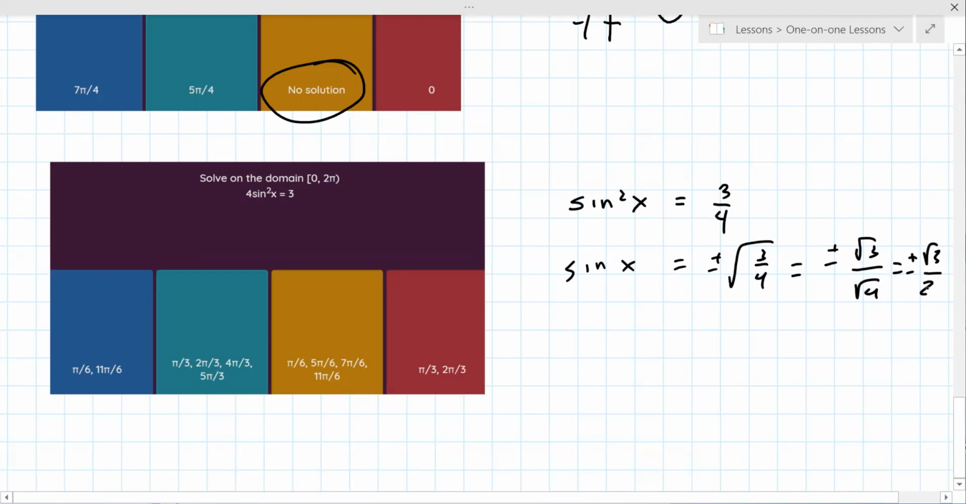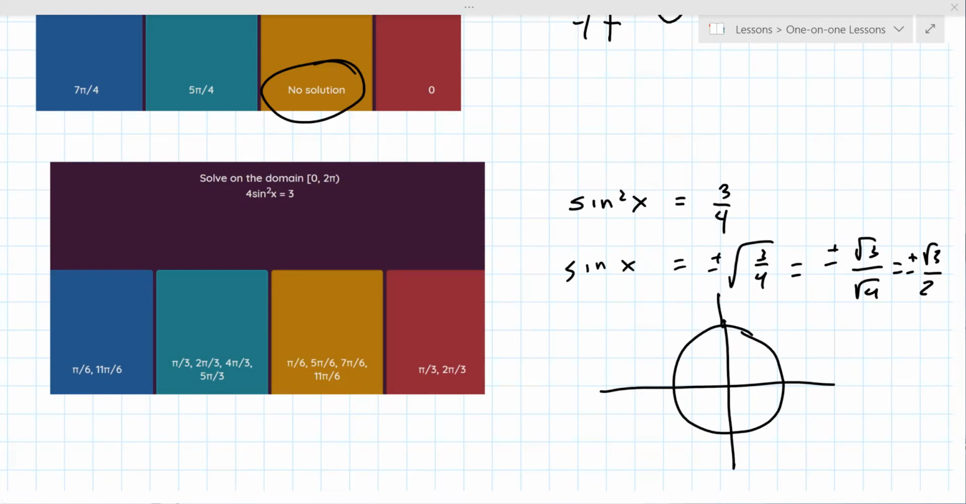Okay, so now it's not just one value you're looking for on the unit circle. You're looking for wherever it's square root 3 over 2 or negative square root 3 over 2. Here's square root 3 over 2, here's square root 3 over 2, so that's pi over 3, that's 2 pi over 3, and then down here and down here. So you've got to get those values from the unit circle.